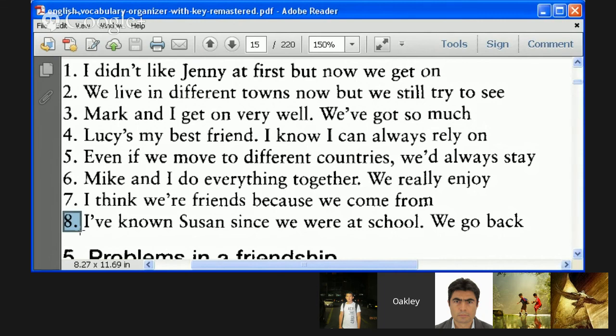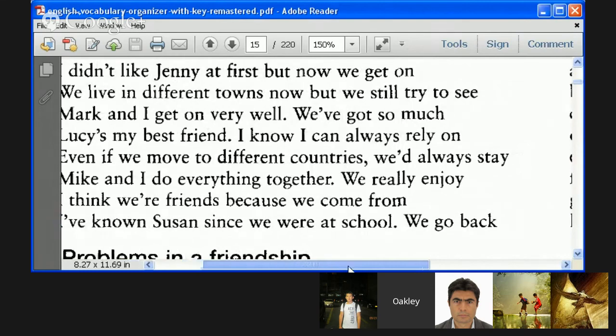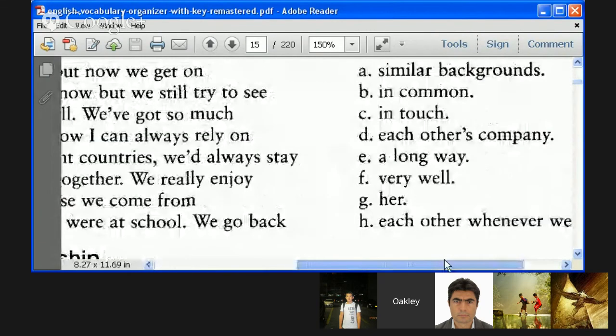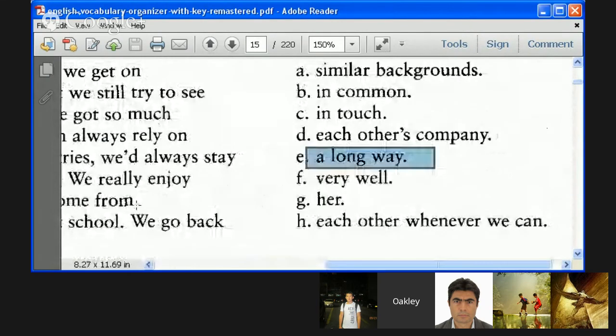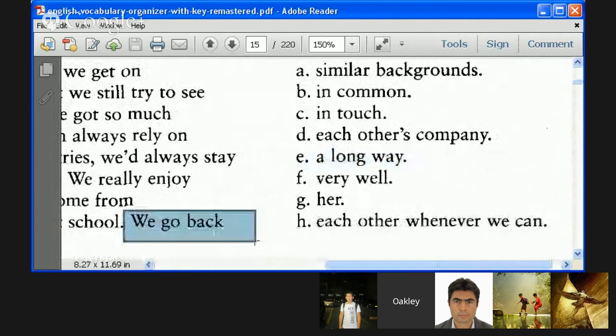Okay, number 8. I've known Susan since we were at school. We go back a long way. A very common phrase to explain that you've known somebody for a long time. It doesn't necessarily mean that you're friends, if you use this phrase. We go back a long way, and you could be arch enemies and use this phrase.